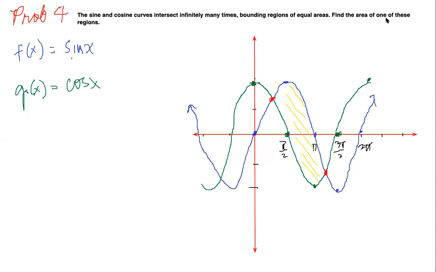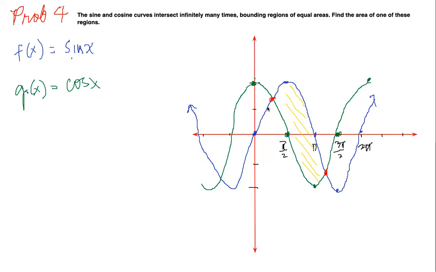In problem number 4, the sine and cosine curves intersect infinitely many times, bounding regions of equal areas. Find the area of one of these regions. Now, in this problem, we have f of x equals sine x and g of x equals cosine x.